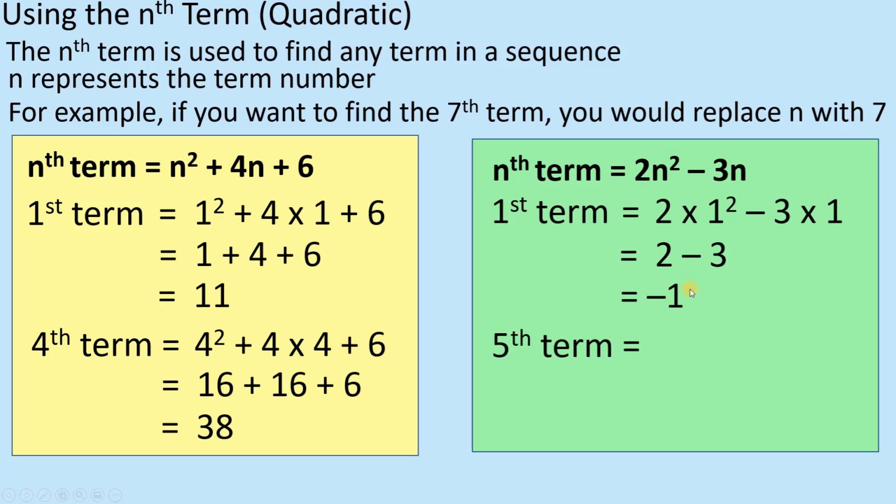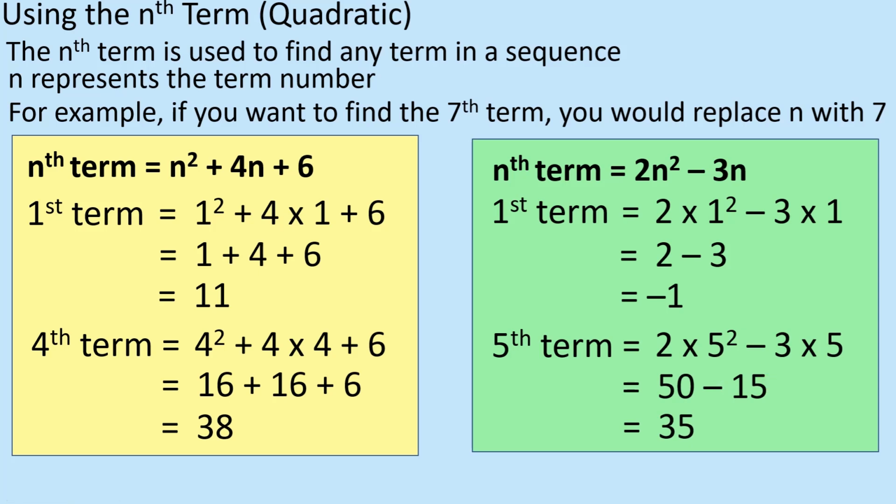And if I want to find the fifth term, same process. I'm going to do 2 lots of 5 squared minus 3 times 5. So this is going to be 2 times 5 squared, which is 50, and take away 15. So I'm expecting it to be 35. There you go. So that is using a quadratic nth term.